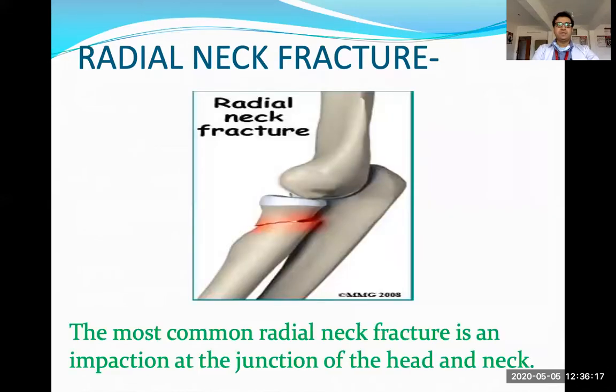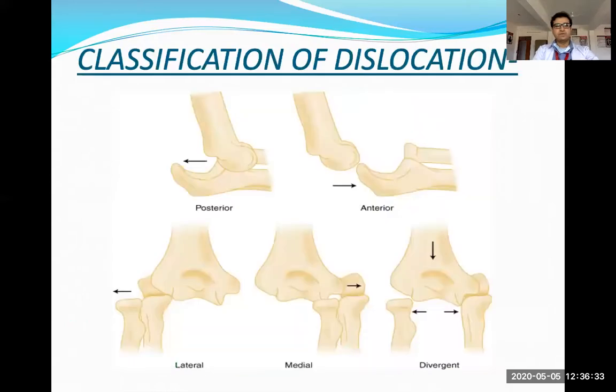Now come to the radial neck fracture. Radial neck fracture, ये कहाँ का है, the most common radial neck fracture is an impaction at the junction of the head and neck of the radius, right? Radial neck fracture.